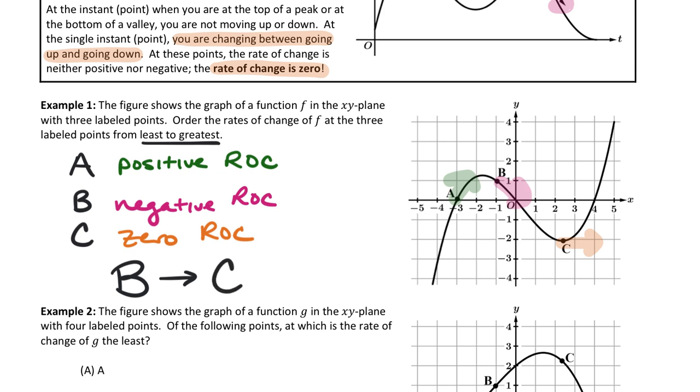You have to pass 0 to go from negative to positive, which means that our largest rate of change has to be A. I don't have a particular number, but I know that positive numbers are bigger than negative numbers. Thus, we have ordered our rates of changes in the correct order from least to greatest.